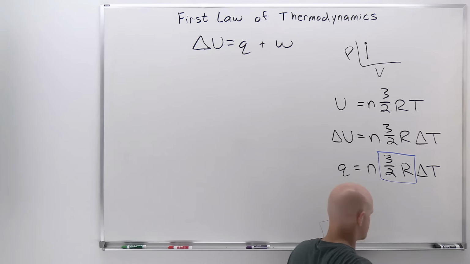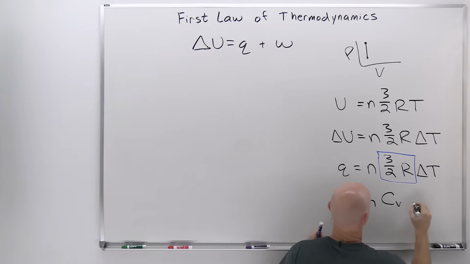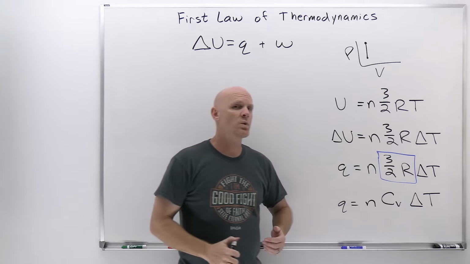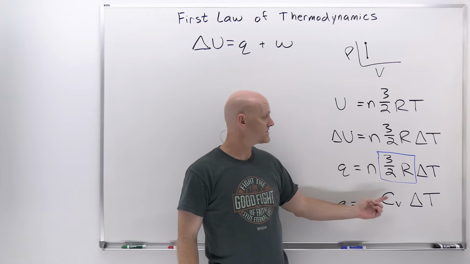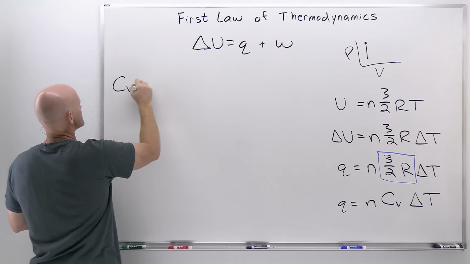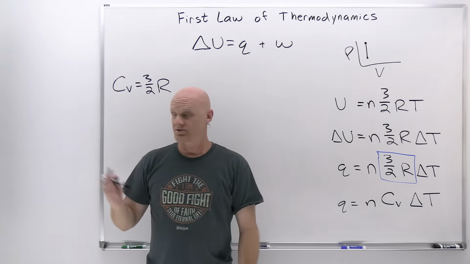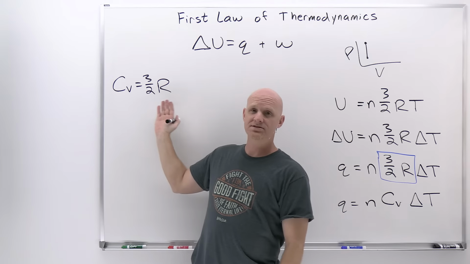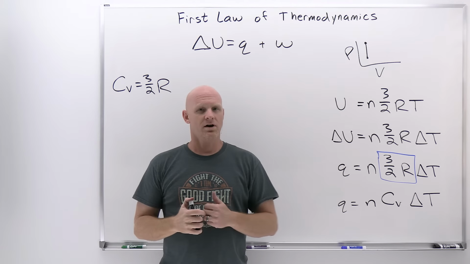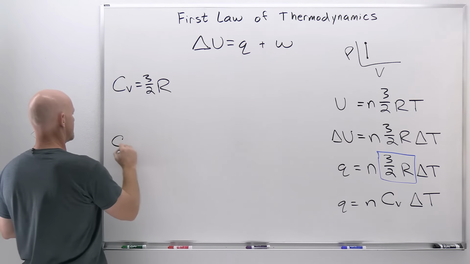And so if we rewrite this a little bit differently, we can say that Q is equal to n times some heat capacity times delta T. In the case of a situation where we have a constant volume, we call this the constant volume heat capacity. And so in this case, we can see that our constant volume heat capacity is equal to 3/2 R. For an ideal monatomic gas, that is the constant volume heat capacity. Well, it turns out we're not going to do everything under conditions of constant volume. We might do some at conditions of constant pressure.